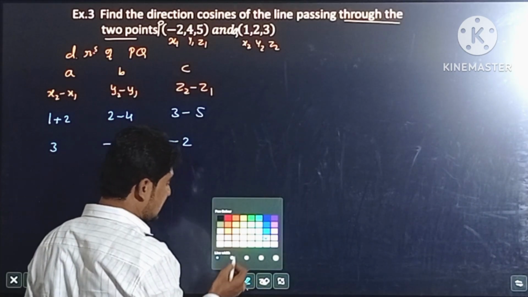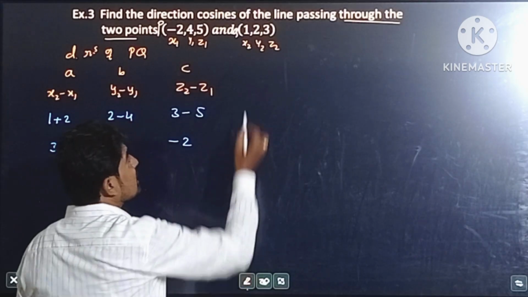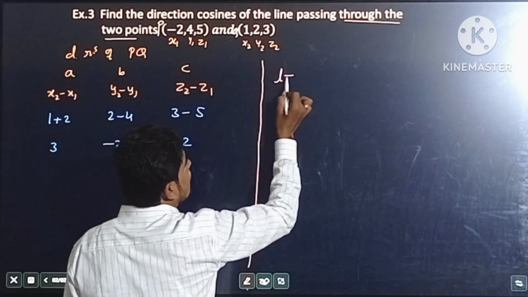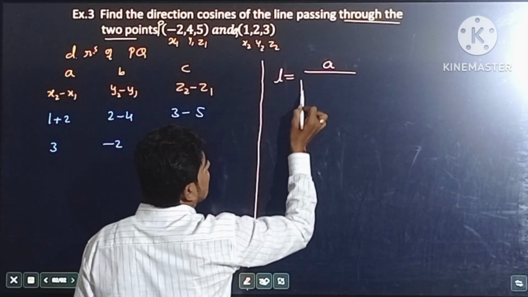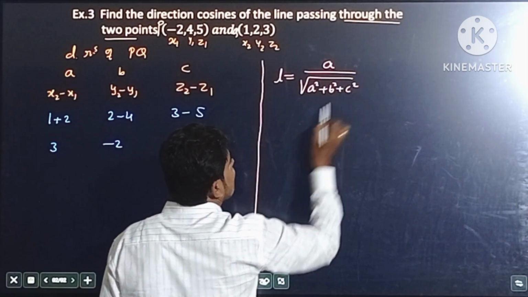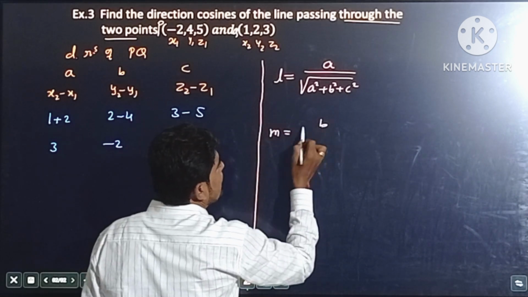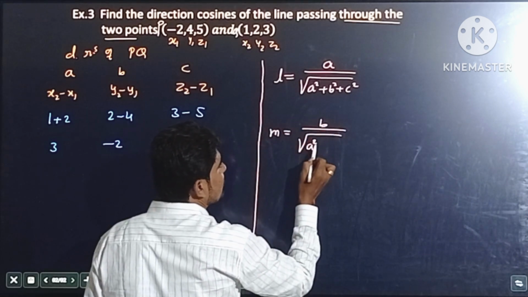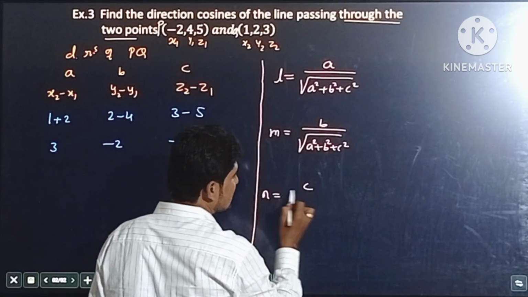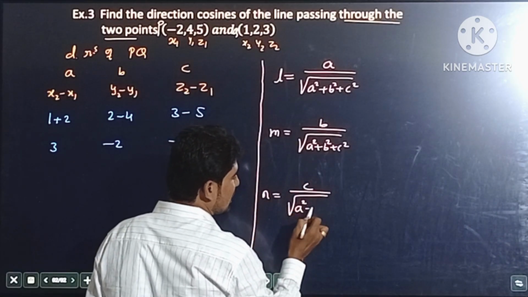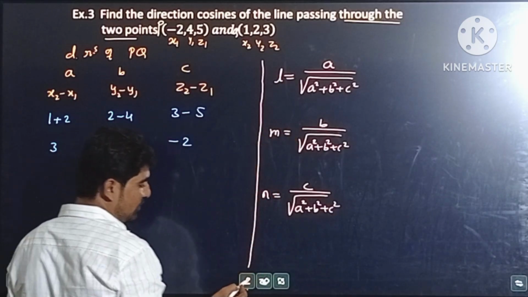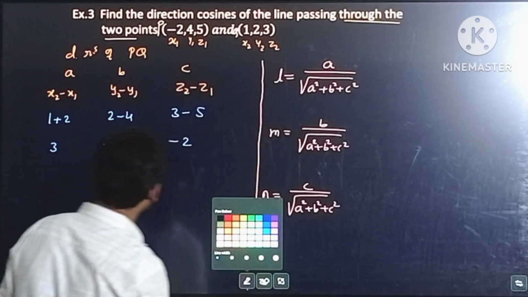When the direction ratios of the line are known, the value of L is a divided by root a square plus b square plus c square, and the value of m is b divided by root a square plus b square plus c square. Similarly, the value of n is c divided by root a square plus b square plus c square. So we need the value of root a square plus b square plus c square.